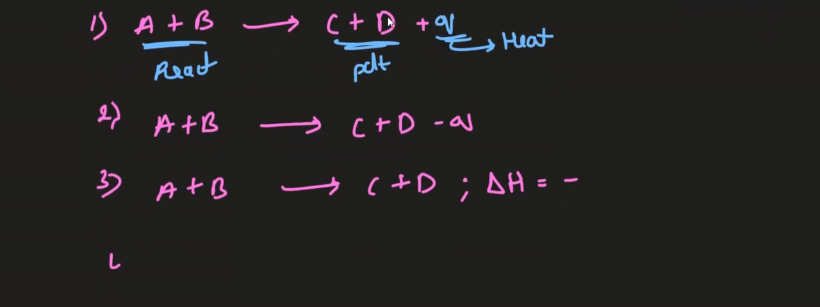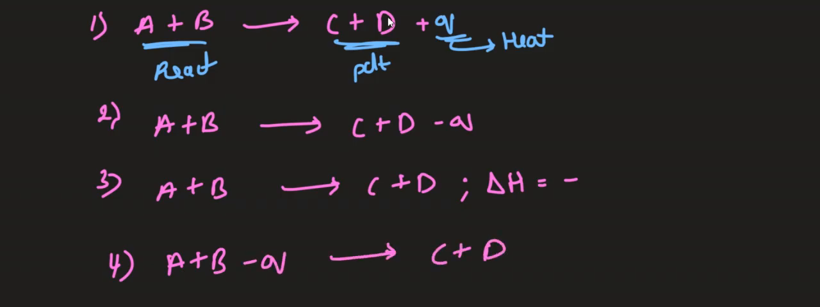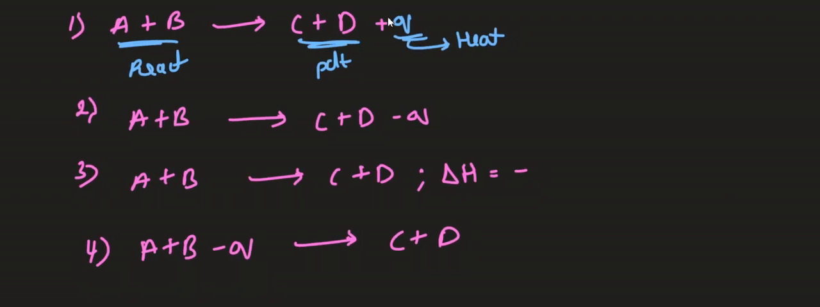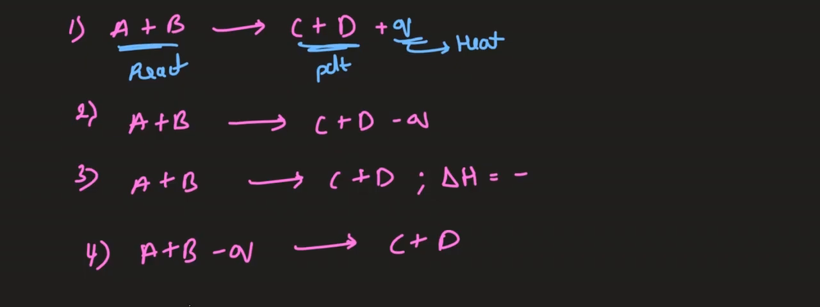Okay. Next, fourth one. A plus B minus Q gives rise to C plus D. These are a few examples. Okay, we'll get a lot of examples, but we will solve only 4 examples for now. Now for the given reactions, we have to find which one is exothermic, whether the first reaction is exo or endo. Always remember, in the third reaction it is very easy to know whether it is exo or endo. Why? Because the delta H value is directly provided.